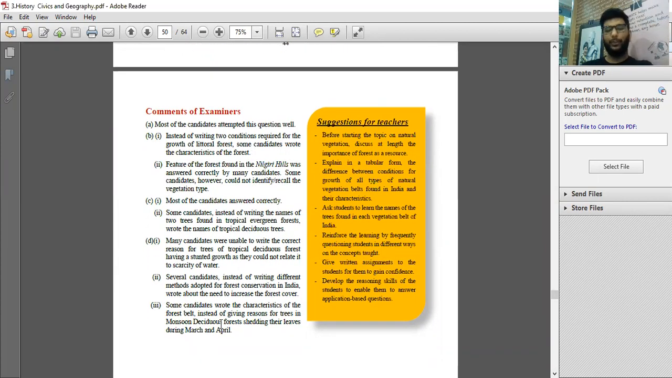Likewise, when it comes to monsoon deciduous forests, remember that they shed their leaves during the March and April period. Okay, that will help you out. Also, as I mentioned, explain in a tabular form the differences between the conditions for the growth of these types. You can also use the tabular form to explain and understand what you have understood, how you can put it under Excel, right?